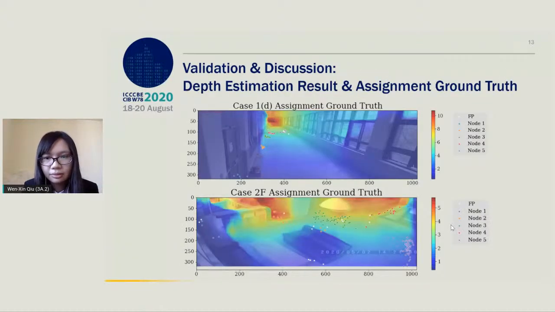And the color on the image is the result of depth estimation. Blue means near to the camera and red means far. The color of the points are the ground truth that we label for checking if those points are assigned correctly in the final steps.